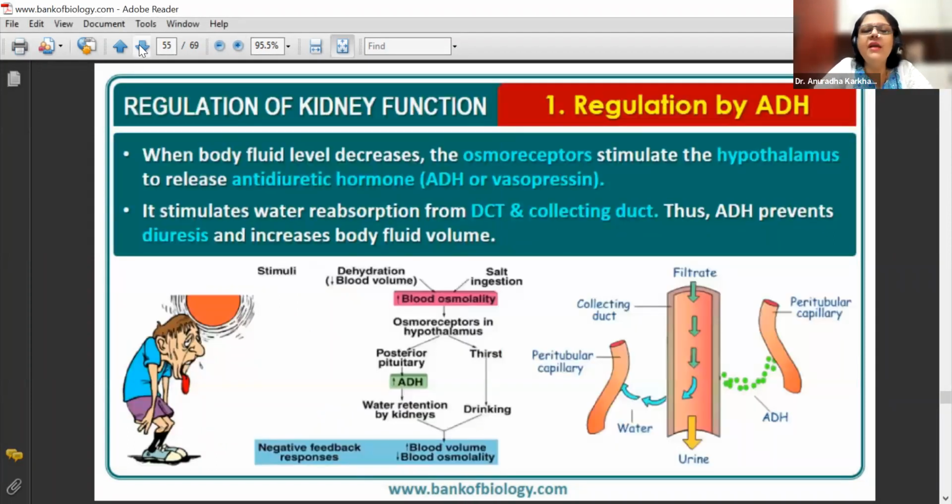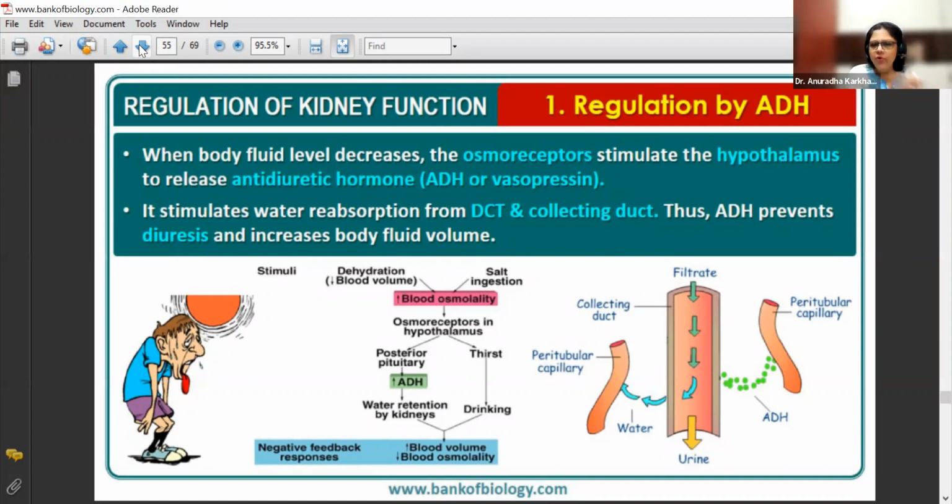See, when body fluid level decreases, the osmoreceptor stimulates the hypothalamus to release ADH hormone, that is antidiuretic hormone. So our hypothalamus is going to get activated to immediately synthesize ADH. Now, what is the role of this ADH? What is the full form of ADH? Antidiuretic factor and hormone. It was earlier also called ADF. ADH's second synonym is vasopressin. Don't forget this. ADH itself is going to be called vasopressin. It stimulates water reabsorption from DCT and collecting tubules. So when ADH comes, what will happen?